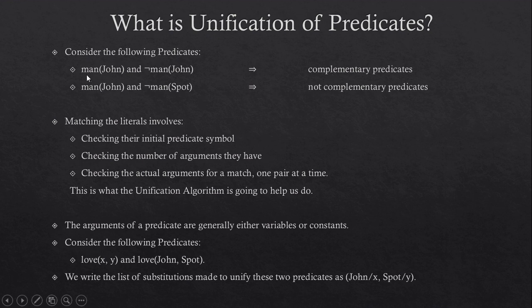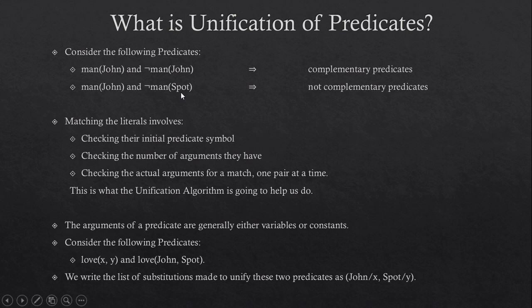Consider two predicates, man(John) and not man(John). Obviously, these two are complementary predicates. But man(John) and not man(Spot) are not complementary predicates. Why? Because even if the two literals have the same predicate symbol, that is man, their arguments are different.